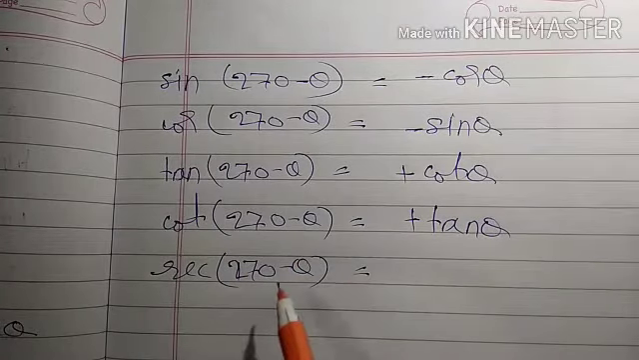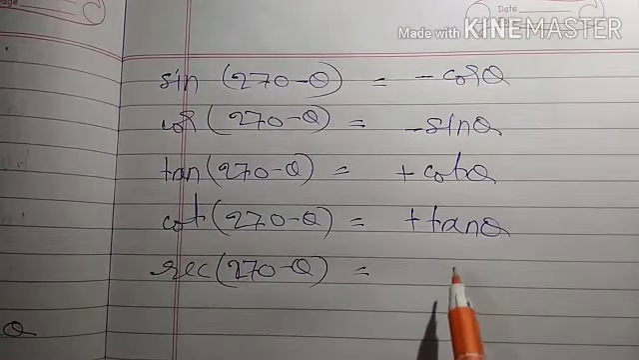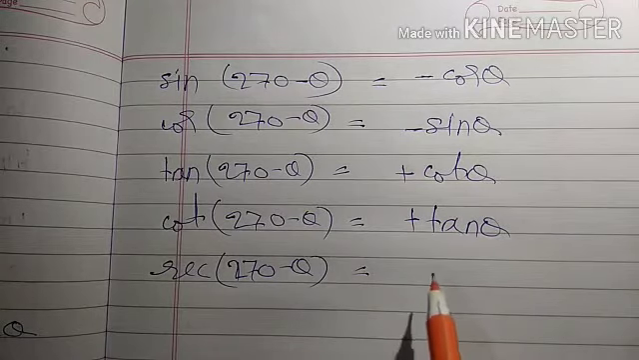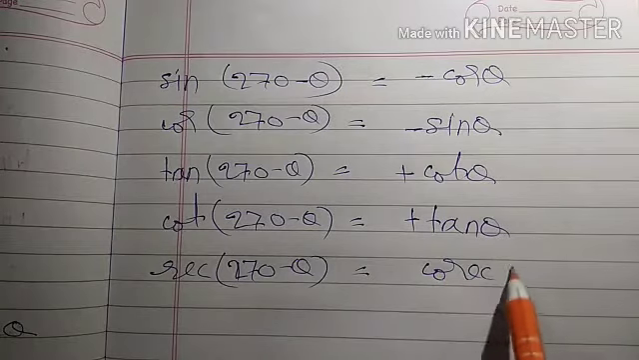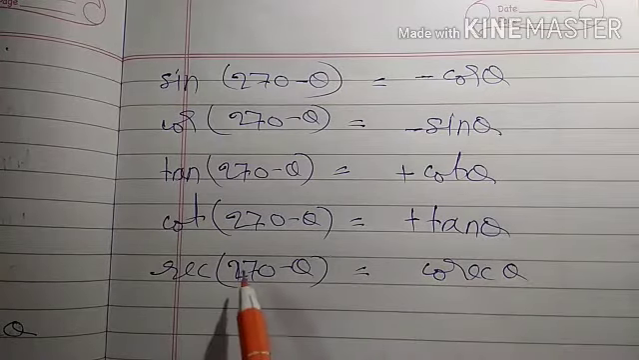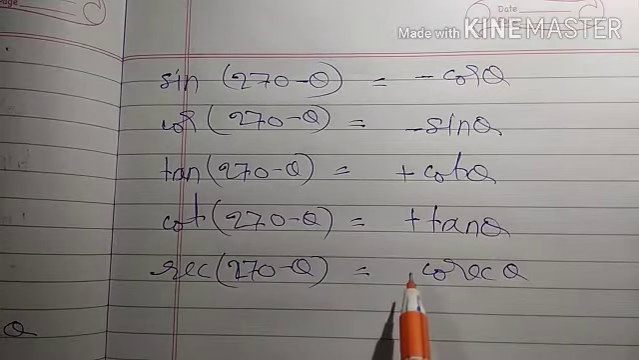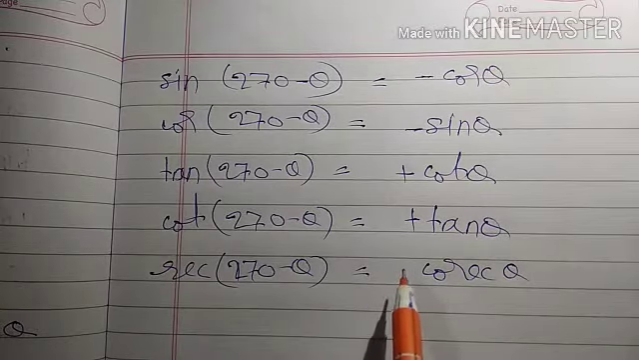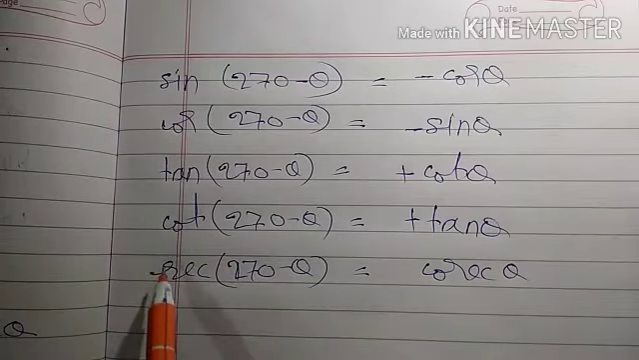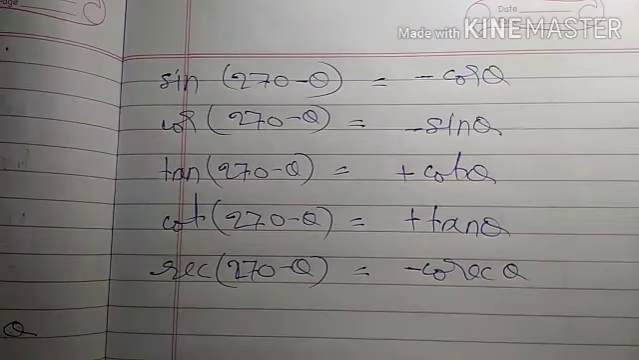Sec 270 minus theta: functions change is allowed, so sec theta changes into cosec theta. 270 minus theta is in the third quadrant, where only tan theta and cot theta are positive and the 4 other functions are negative, so sec theta is also negative.